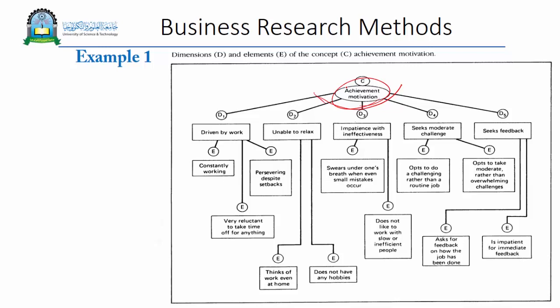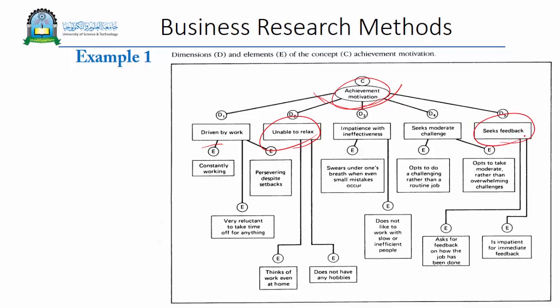The second level is what we call the dimensions. So the achievement motivation has been divided into 5 dimensions. The first one is driven by work. Number 2, unable to relax. Number 3, impatience with ineffectiveness, or seek moderate challenges and seeks feedback.